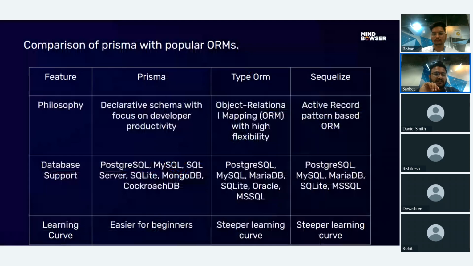First of all, we have a column of features. Next we have Prisma, and the other two are TypeORM and Sequelize. These two are popular ORMs. Philosophically, Prisma has a declarative schema which focuses on developer productivity. TypeORM has high flexibility, and Sequelize is an Active Record pattern based ORM.